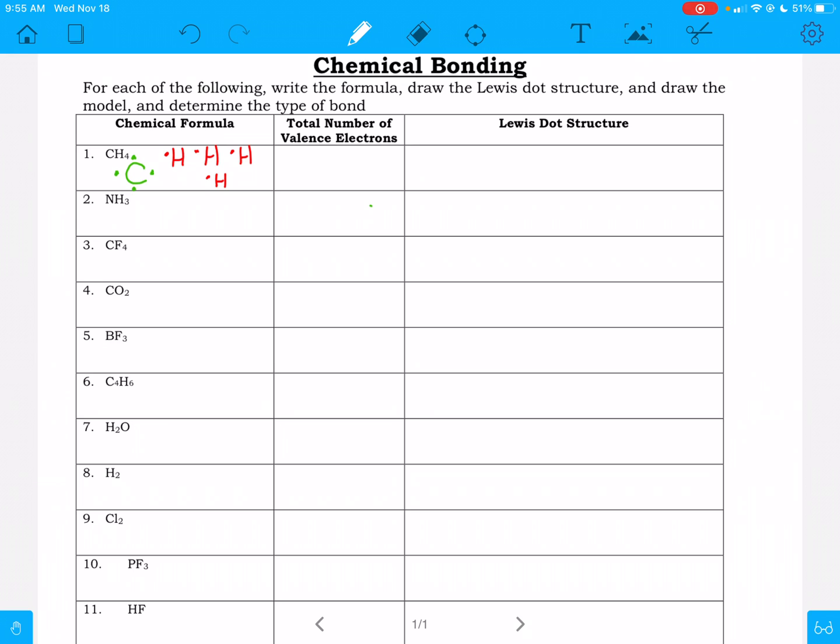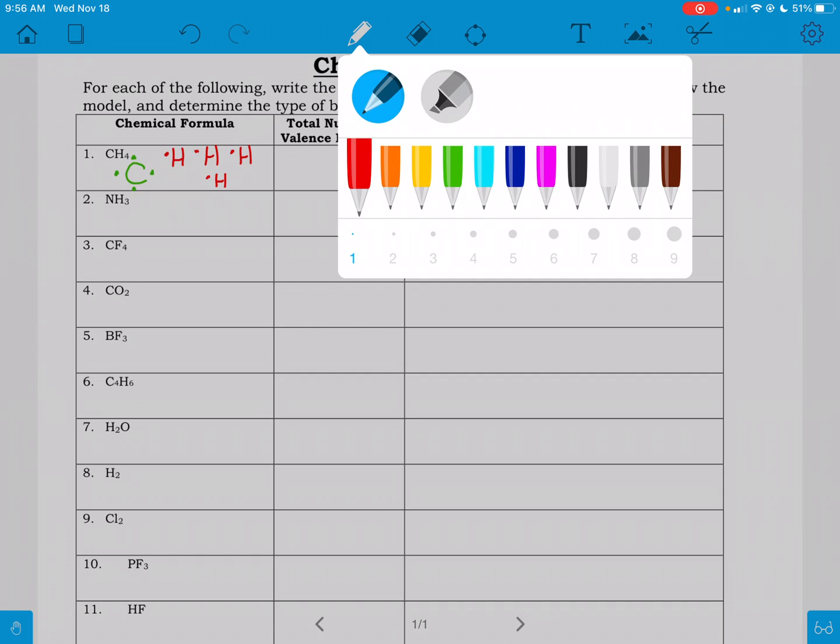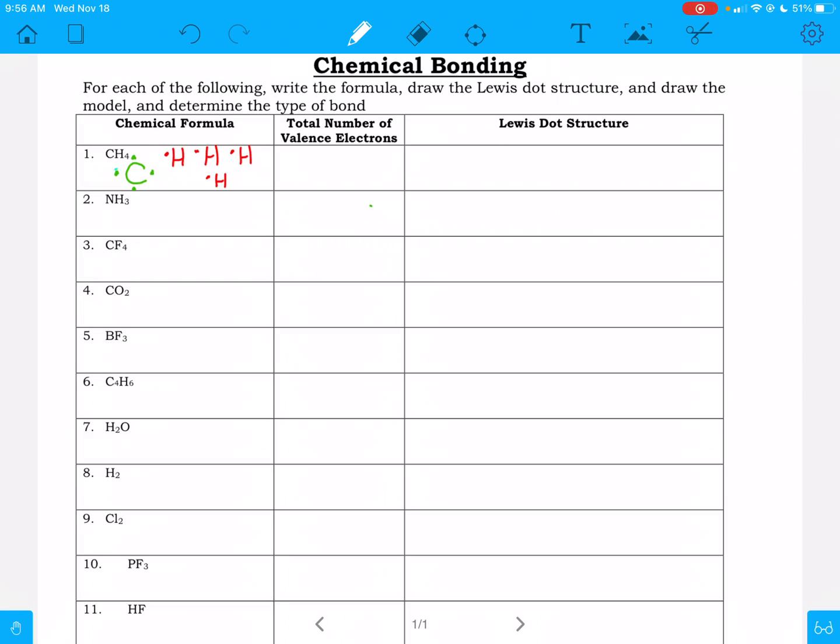So how many total valence electrons do we have in this situation? I'm going to count them: 1, 2, 3, 4, 5, 6, 7, 8. So we have a total of 8 valence electrons in the thing we're making here, which is CH4, methane. Methane is the natural gas in our gas jets, what you have in a gas stove or a gas oven. It's CH4. So how do we draw the Lewis dot structure for methane?